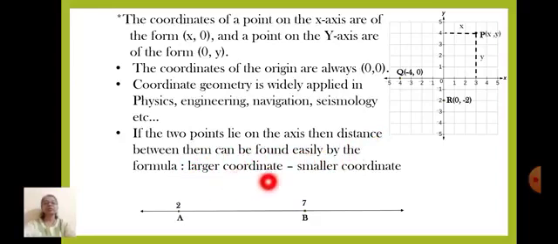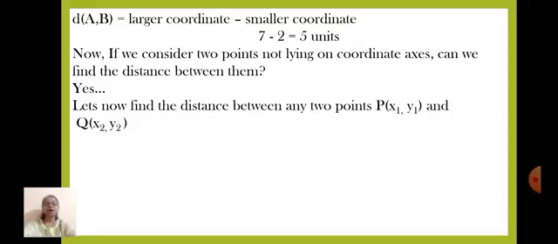Okay, so just to explain, first of all, I have drawn this horizontal line. Suppose this is x-axis and our 2 points A and B, suppose they lie on x-axis. A has coordinate 2 and B has coordinate 7. So the distance AB is calculated by using this simple formula. Larger coordinate minus the smaller coordinate. This B, point B being right hand side to A, its coordinate is larger, that is 7 minus 2, 5 units. That means if the points lie on the axis, very easily we can find the distance between them.